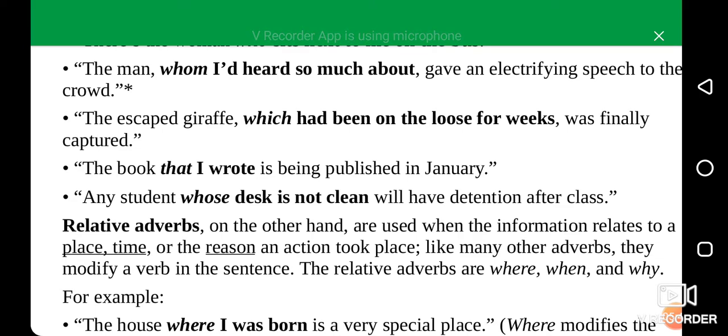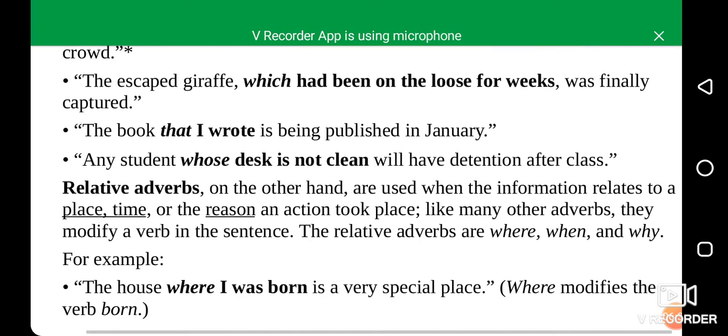Any student whose desk is not clean will have detention after class. Now, what kind of student will have detention after class? The students whose desk is not clean. So there is a description given of the student who will have detention after class because his desk is not clean. So "whose desk is not clean" is the relative clause because it's information about a noun, that is the student, and "whose" is the relative pronoun in this sentence.